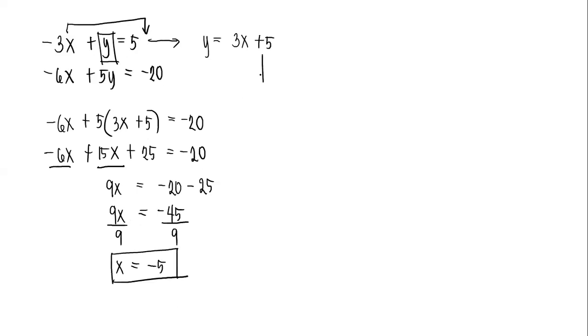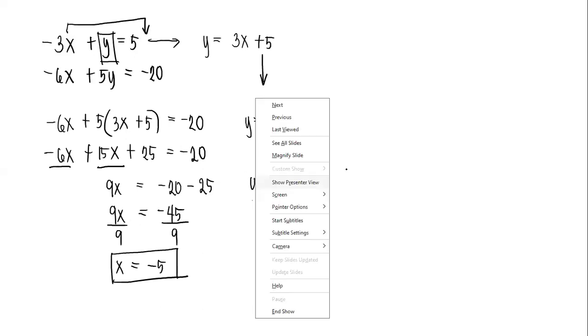Okay, so again, for our y, let's use this equation. So y is equal to 3 times negative 5 plus 5. 3 times negative 5, negative 15 plus 5. Negative 15 plus 5, that is negative 10. So our y, that is negative 10.